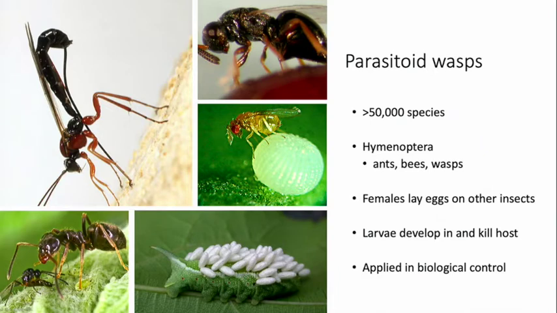This is a tiny one, again Trichogramma laying eggs on a butterfly egg. This is a huge one. This is called Pimpla, ovipositing inside larvae that live inside wood. So there's a huge variety. Because they kill their hosts, they are able to control the host population. That's why they are applied in biological control.